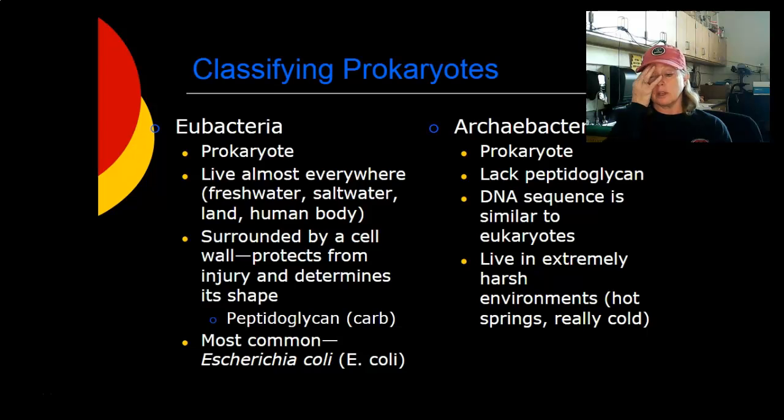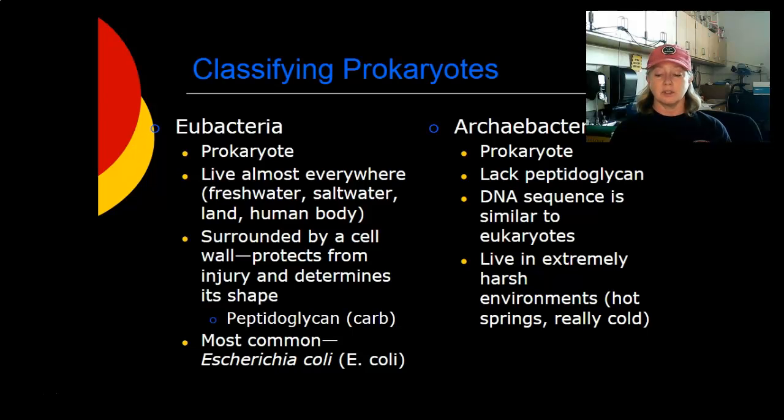Okay, so the first thing that we're going to do is classify our prokaryotes, and this goes on from what we talked about last time, and that is that there's two different groups of bacteria, the eubacteria and the archaebacteria. Those are the names of the kingdoms. They belong to domain bacteria and archaea.